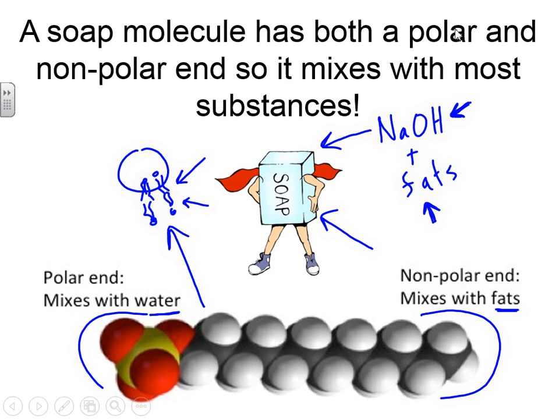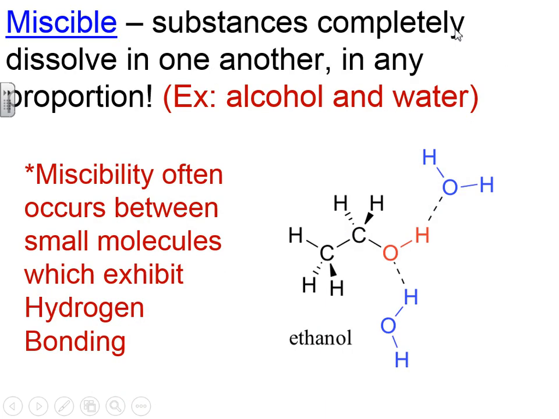If the substances are miscible in each other, this is another vocab term. Miscible sounds like mixable, sounds like you can mix it, and that's, I think, the idea. Miscible means the substances completely dissolve in one another. In other words, there is no set limit. They can dissolve in any proportion.